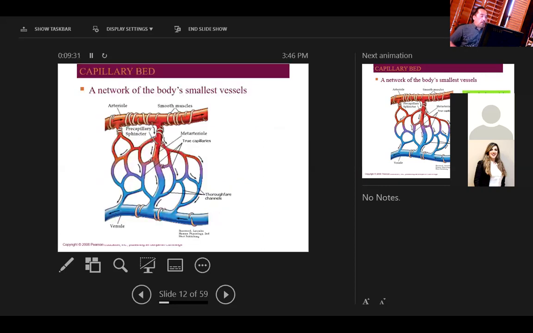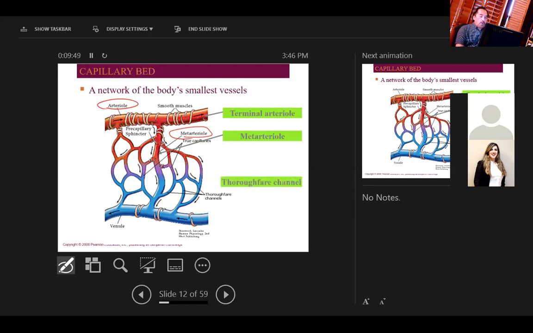Now, this is what a capillary bed looks like. This is the arteriole, and the part of the arteriole that connects to the capillary is called your metarteriole. So we're not at the capillary yet. Then it connects to the vein through the thoroughfare channels, and from there it goes into the venule, as well as the vein. So these are the different structures associated with the connection of the arteriole to the venule, which is your capillary.